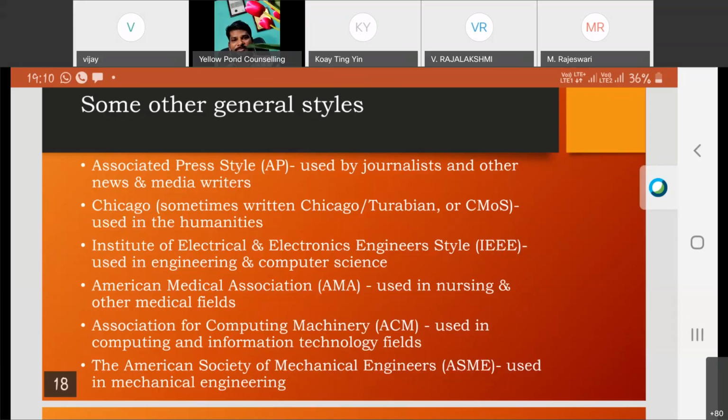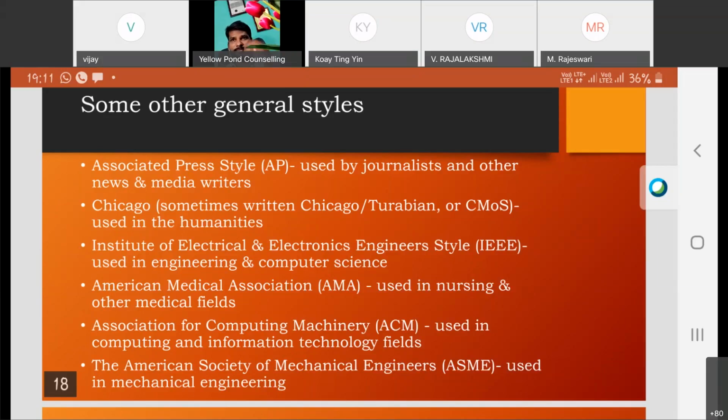AMA means the American Medical Association style, which is used by researchers in the background of nursing and other medical fields. Then the next one, ACM, the Association for Computing Machinery, which is used in the computing and information technology field.